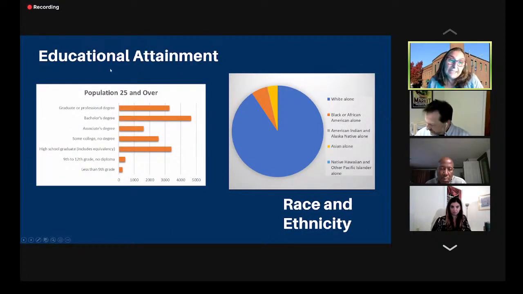And Easton is a very educated community, with the population 25 and over mostly having a degree. You have very few with less than a high school education. And your ethnicity is mostly white with a little bit of Black and African American and Asian.